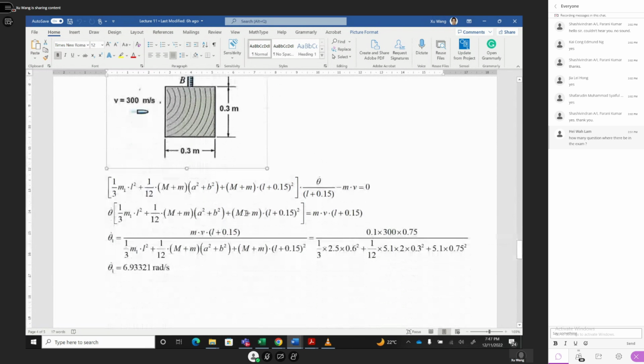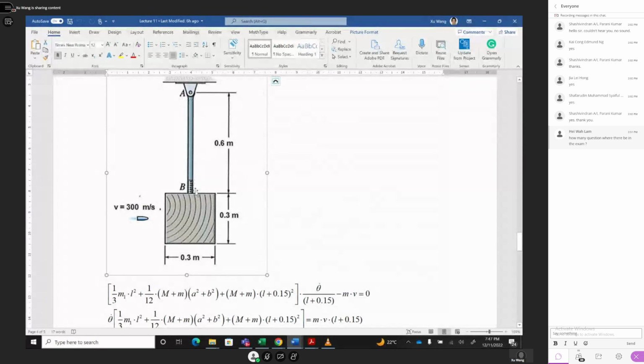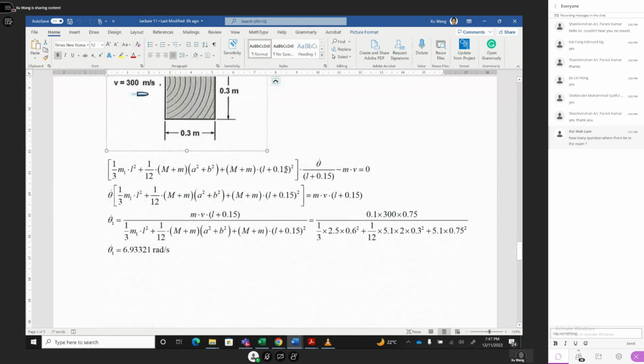Okay, so after you get the total, after impact, the total rotational inertia times omega should be equal to the angular momentum, which is the linear momentum multiplied by the arm from this point, which is 0.6 plus half of 0.3. From this equation, you can very simply solve for theta dot. You can even cancel the m, put in the numbers, divide, and then put your numbers inside.